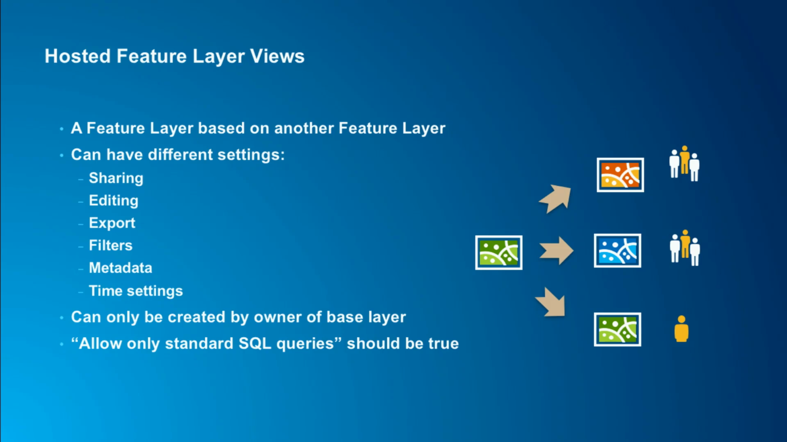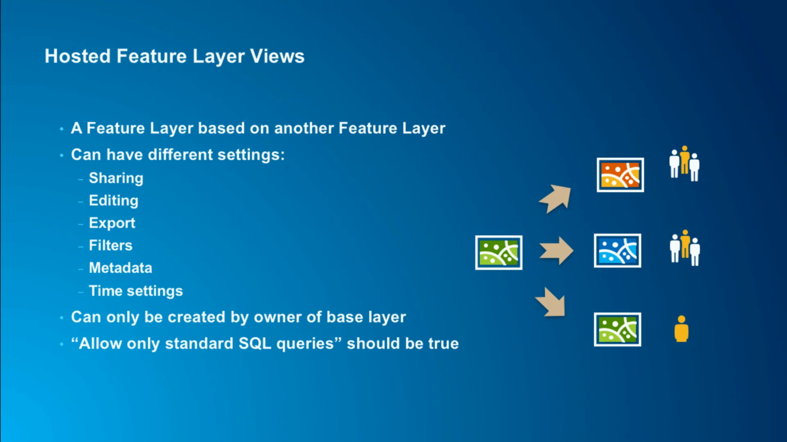So you can create a view on a feature layer, expose it anonymously or to the public, and not allow editing, while you can have another view that allows a subset of users to edit, while you might have another view that filters out data in a certain way to only allow them to edit or maybe just visualize things in yet another way. So each view can have different settings, can have different sharing levels, can have different editing settings, can have different export settings.